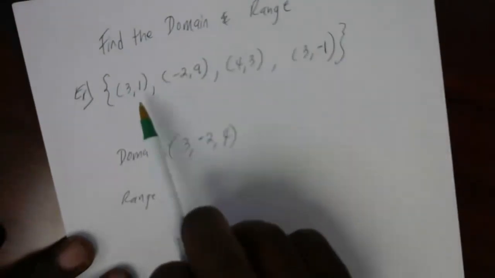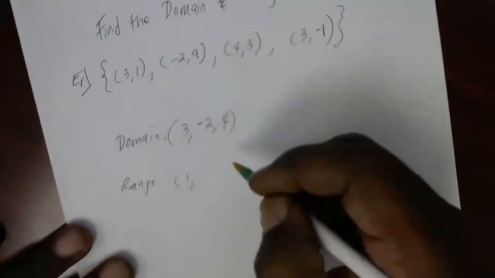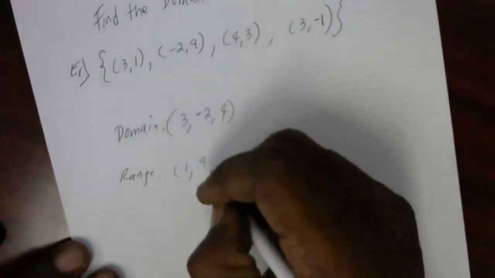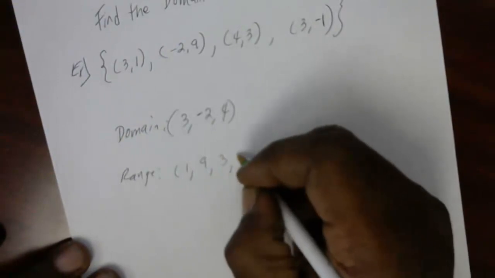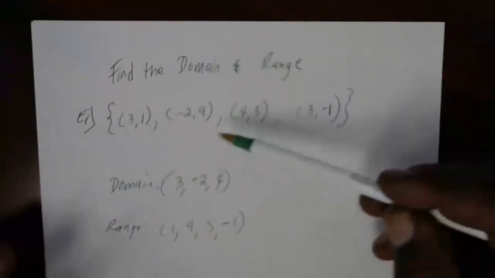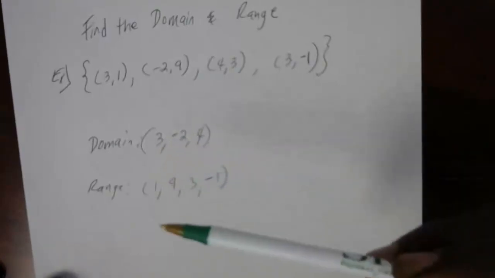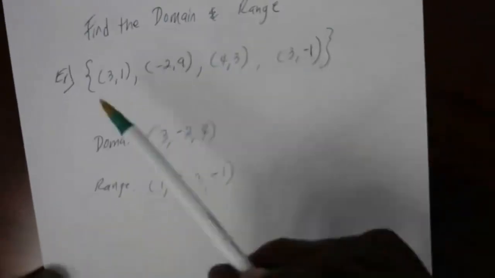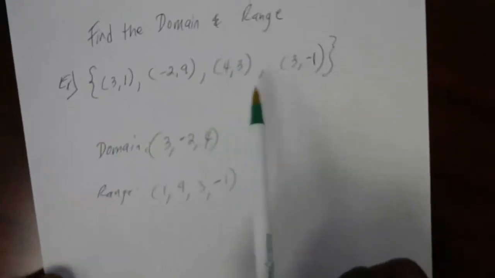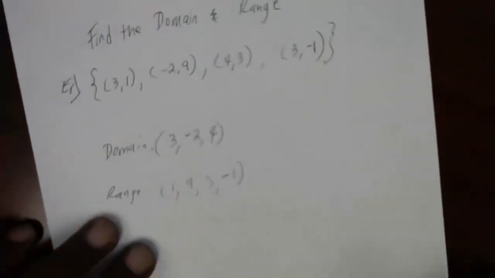Now we'll take a look at the range values. So the range would simply be the Y values. So we have 1, 9, 3, and -1. Right, so in the simplest form, a relation is just a set of ordered pairs. The X coordinate is your domain, the Y coordinate is your range. Okay, we'll come back to this example a little bit later, and we will determine if it is in fact a function or not.